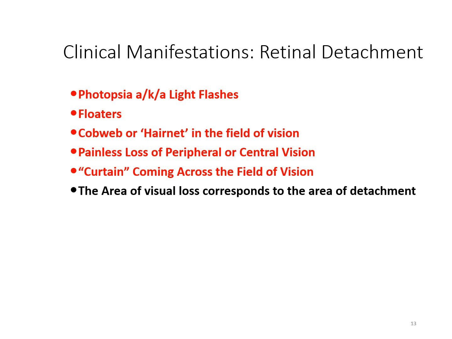All right. So we have light flashes, floaters, cobweb or hairnet in the field of vision, painless loss of peripheral or central vision. They feel as though a curtain is coming across the field of vision. And the area of visual loss corresponds to the area of detachment. So this is how the patient would literally describe it. They would say it's almost like a curtain or a shade is basically in front of my eyes right now. Like they may say it feels like there's cobwebs and I can't see through the cobwebs. Floaters, all of that, and there's no pain also.